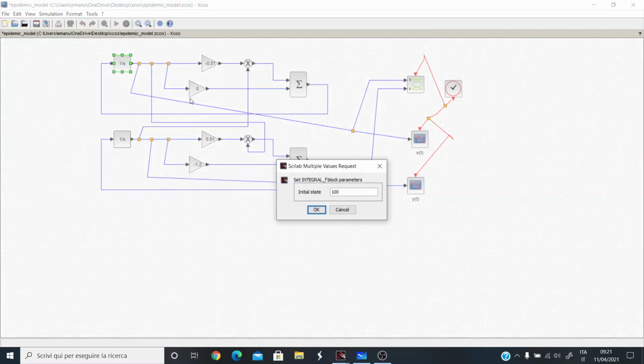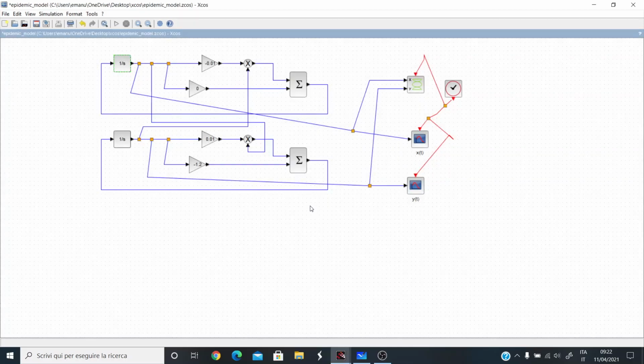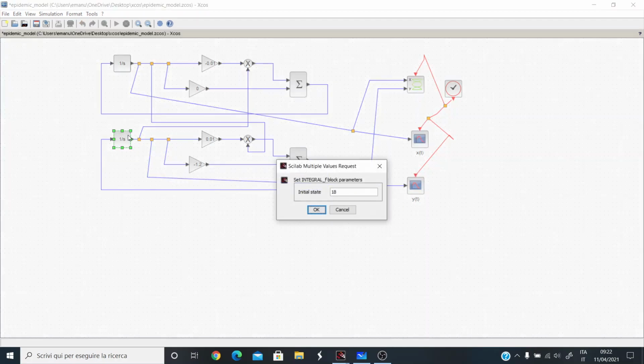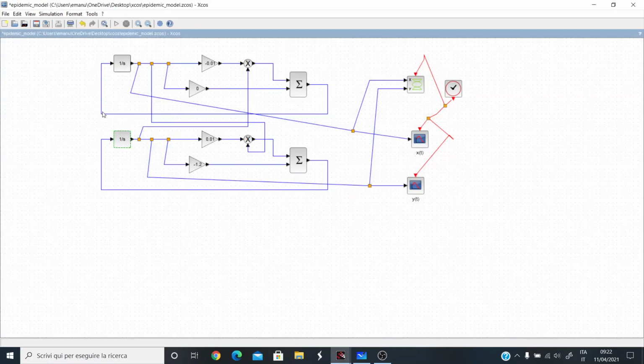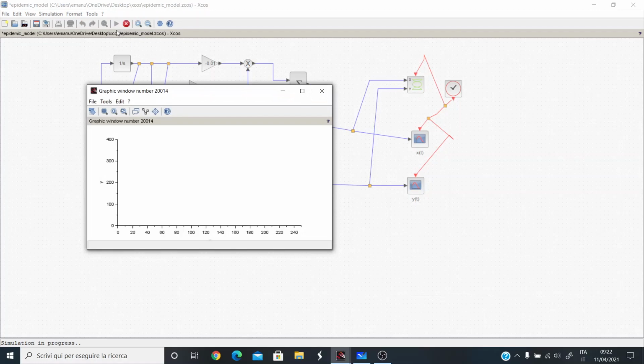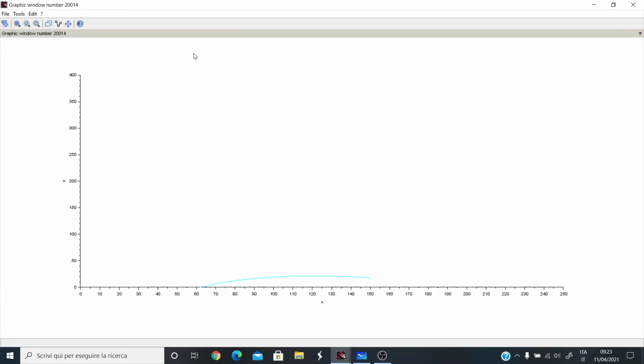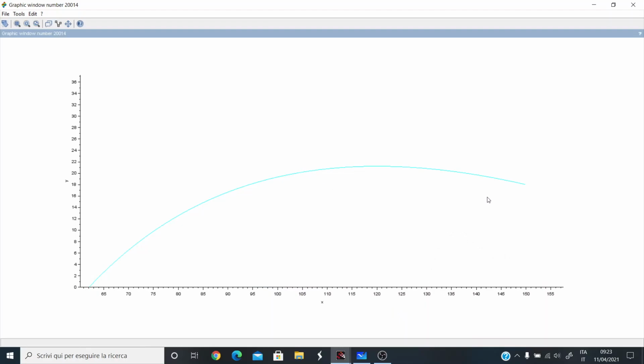So this is the starting point for S. We have to open this integral block and set the initial state to a value that's greater than 120. So you will choose 150, for example. Now let me also take a look at the initial value for the infectious people, which is 18, and that's okay. And now what I can do is just start a simulation. Let's see what happens. Let's take a look at this XY plot, which is the SI plane. Let me enlarge this portion of the graph. And you can see here that there is indeed a maximum at about 120, and we start at 150.